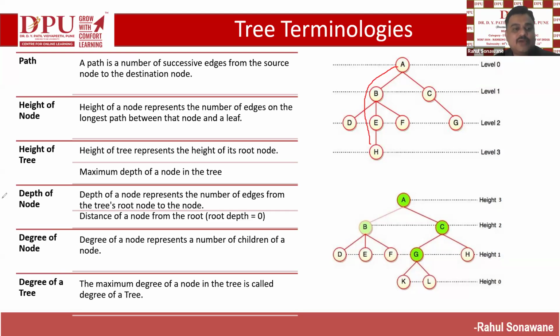Okay. Now, the next terminology, which is very important, is the height. A height is the number of edges on the longest path between that node and the leaf node. So here, in the height context, you can see A is at a height 3. Why is A at a height 3? Because there are 3 different edges we have to traverse along that longest path.